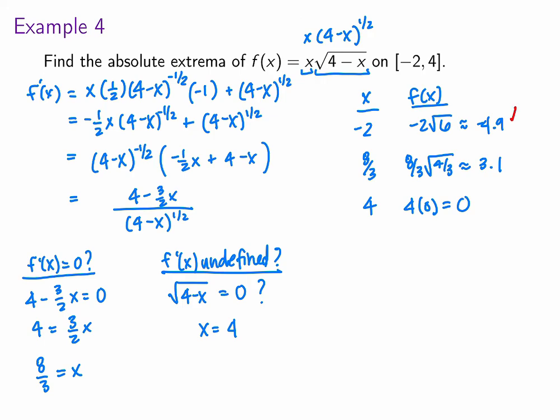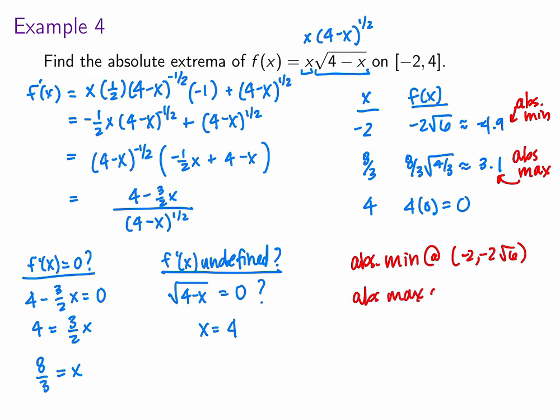So it looks like I have an absolute min at negative 2 and an absolute max at 3.1. So absolute min is at negative 2 comma negative 2 square root 6, and absolute max is at 8/3 comma 8/3 times the square root of 4/3. Maybe there's a better way to write that, but I'm not too concerned. There it is.